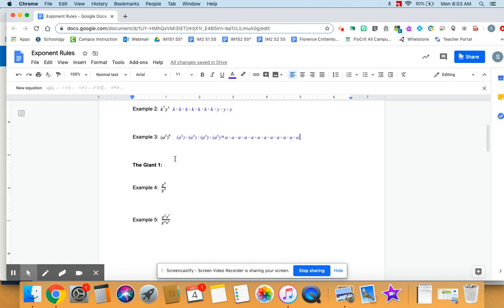So what we're going to do with these exponents is we're going to learn the rules of how we can combine them quickly without needing to write them all out. So in order to do that, we have to talk about the giant 1.